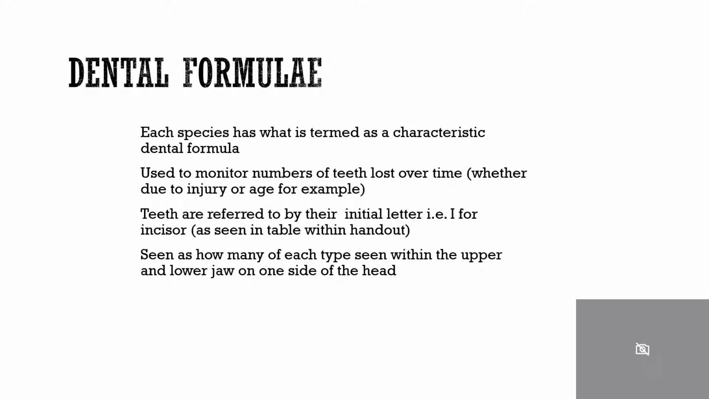Each species has what we term as a characteristic dental formula. This is used to monitor the number of teeth lost over time, whether this is due to injury or age, for example. And again, this helps us when we are performing dental procedures to know what is normal and what isn't normal. Teeth are referred to by their initial letter, i.e. I for incisor. And we see how many of each type there are seen within the upper and lower jaw on one side of the head.